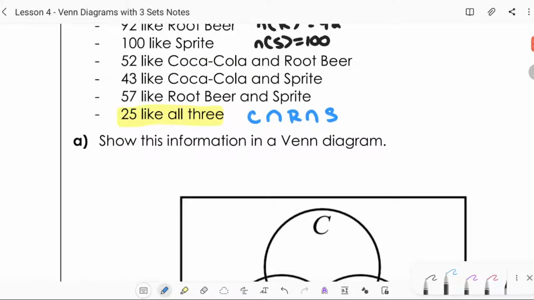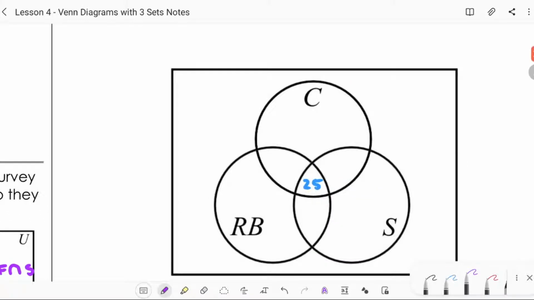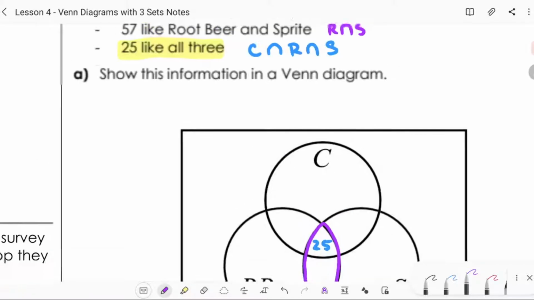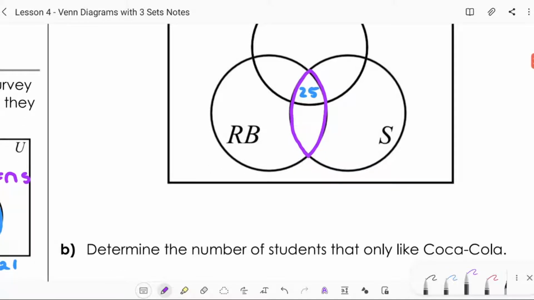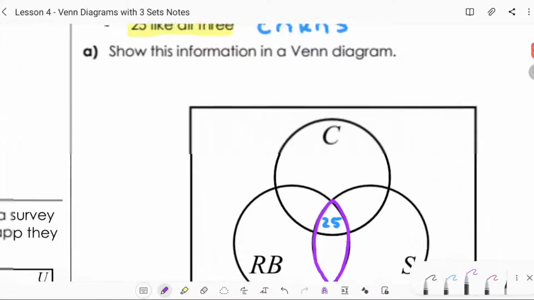Because as I work my way out, and let's just work our way backwards, 57 like root beer and Sprite. Root beer and Sprite is this whole section here. I know that this has to total to 57. I already have 25 accounted for in the people who like all three. If you like root beer and Sprite and you like all three, I don't want to include you in two separate places. Because if you like all three, you are one of those people who likes root beer and Sprite. Not mixed together, obviously, that's gross. So this total has to sum to 57.